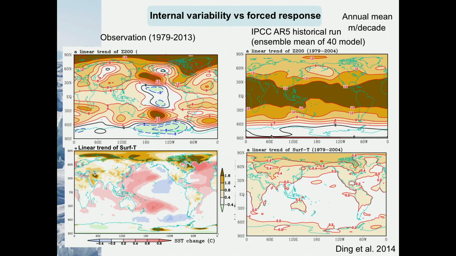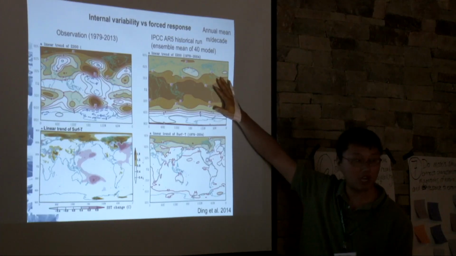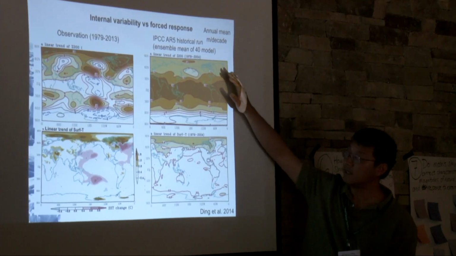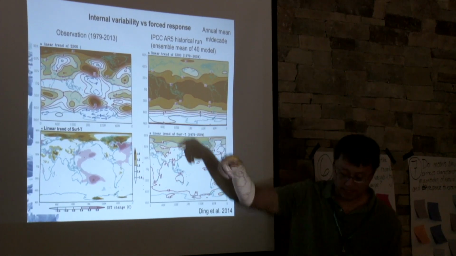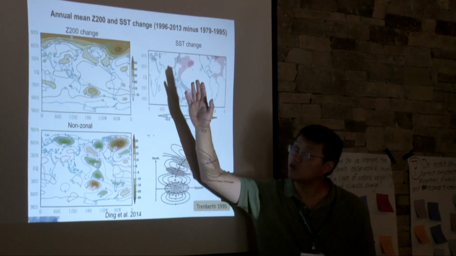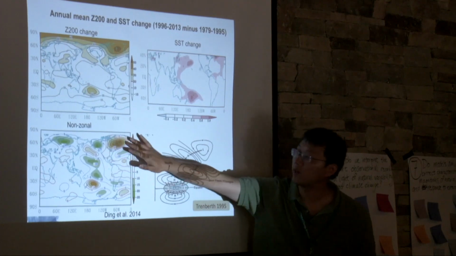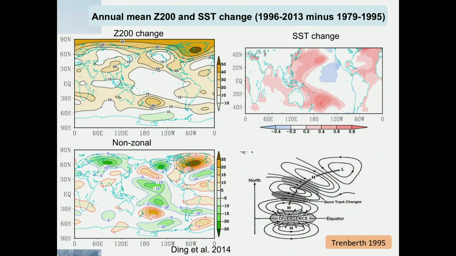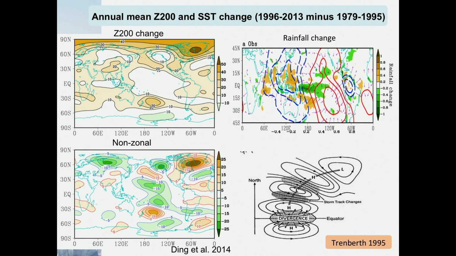This is another paper, an early paper. In observation again, you can see the maximum. And the IPCC models show that anthropogenic forcing favors a maximum height rise in the tropical region and a slight rise in the polar region. Why is that? Because there is a tropical part. If we remove the zonal mean component, you can see there is a tropical Rossby wave change reaching the two poles, linked to Arctic change and Antarctic change.